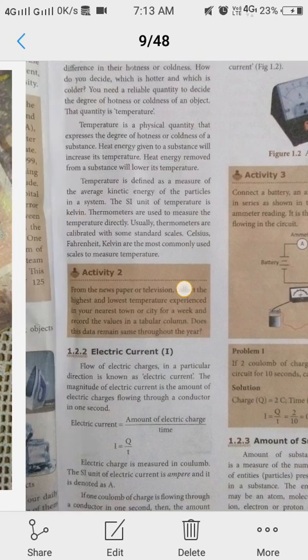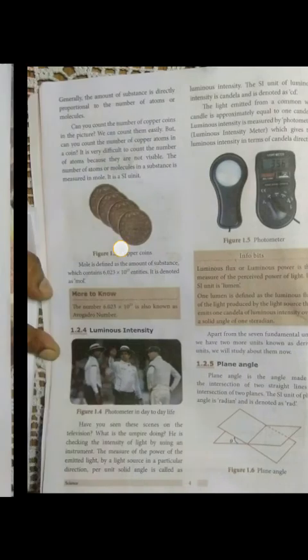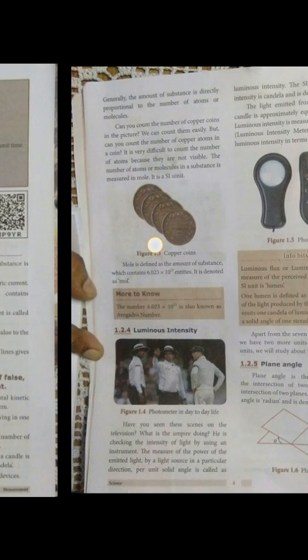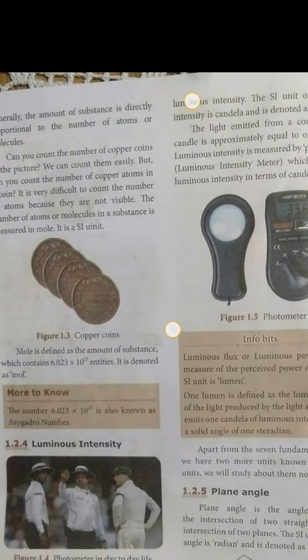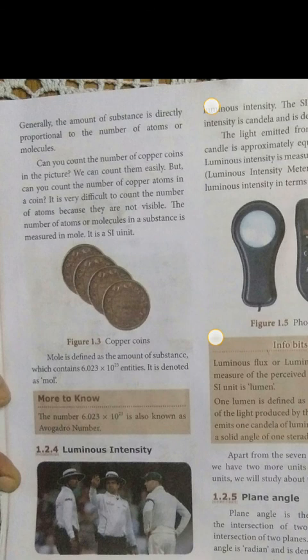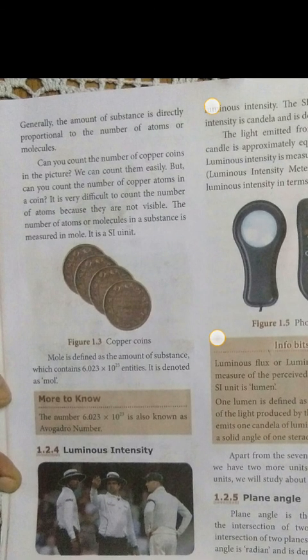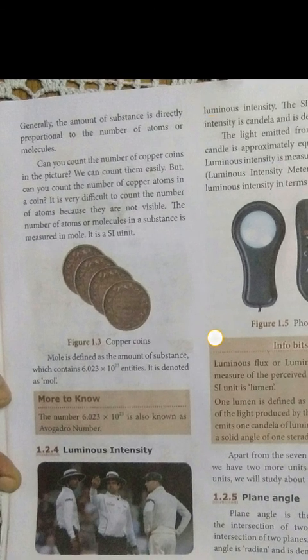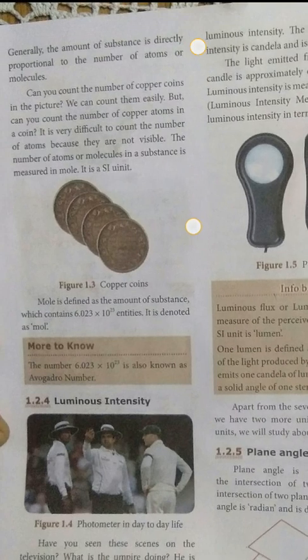Then amount of substance is directly proportional to the number of atoms. How will you calculate the amount of substance? It is directly proportional to the number of atoms. Suppose a substance contains 12 electrons, then the amount of substance is 12. So the amount of substance is directly proportional to the number of atoms or molecules.